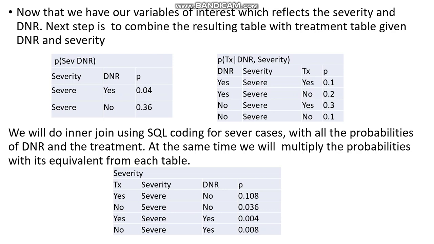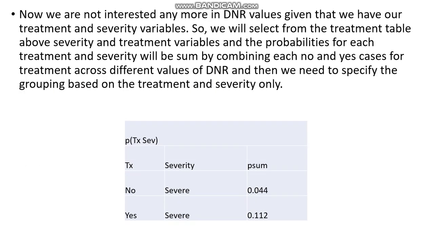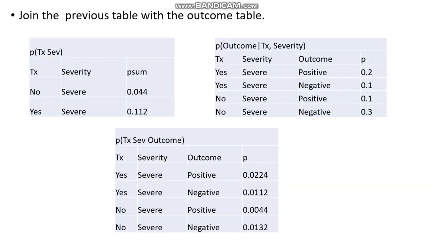and now we are creating a new table with treatment, severity, and sum of probabilities. Here the sum of probability is calculated by comparing each no and S cases for treatment across different values of DNR. Now that table is joined with the outcome table, in which we are multiplying the sum of probability with the outcome probability based on the treatment.